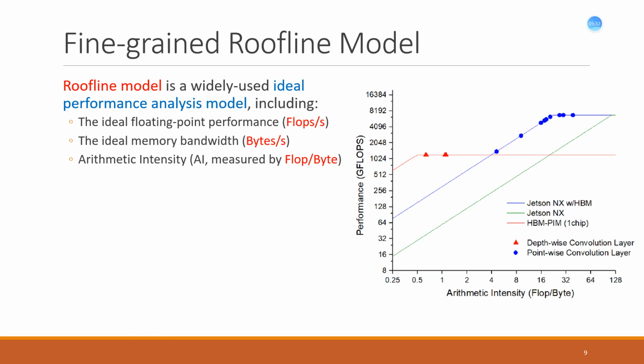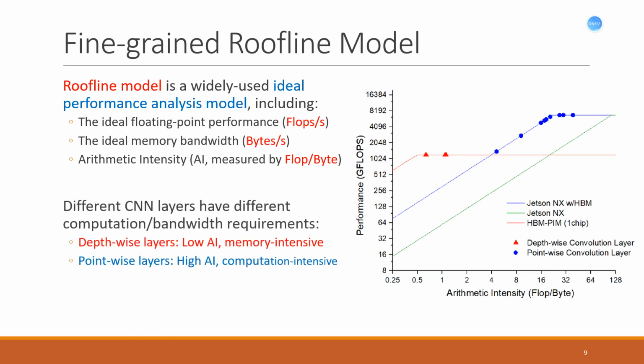As the right figure shows, a typical hardware platform has its maximum flops and bandwidth, which can be illustrated as a horizon line and a roof line in the axis, respectively. A higher roof line indicates larger bandwidth, for example, as the HBM PIM's red line, while a higher horizon line shows stronger computation capabilities, as the blue and green lines for NVIDIA Jetson NX.